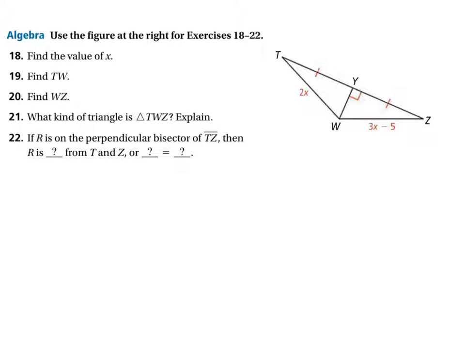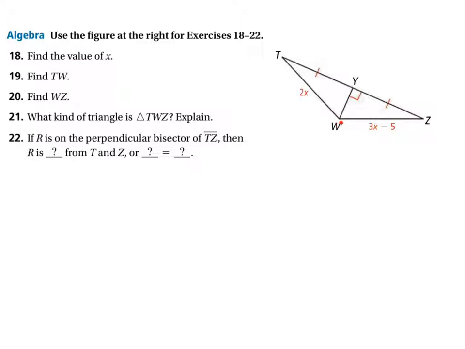Okay, so examining this figure at the right, we can see that the segment YW right here is the perpendicular bisector of TZ. And how do we know that? We have a 90-degree angle. That means that it's perpendicular, and we see TY and ZY are both of equal length. We know that because of those segment marks. So we've got a perpendicular bisector.